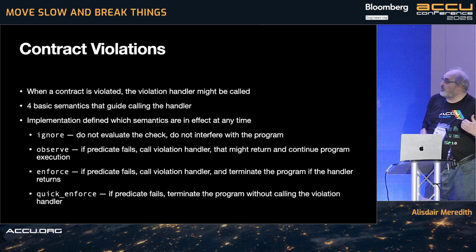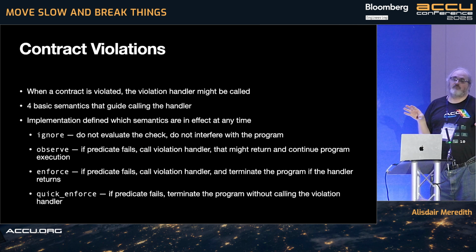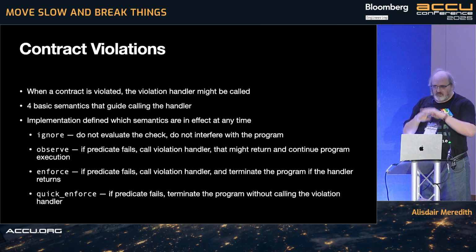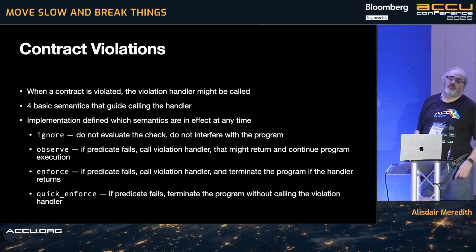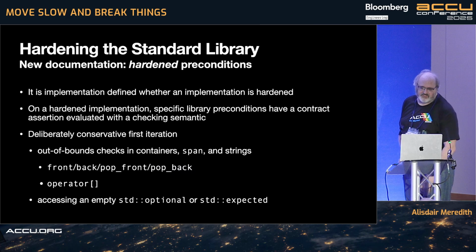And finally, that brings along quick enforce, which says if the predicate fails, bang, we're just terminating the process. This doesn't even guarantee to give you the information you got from the old assert macro, where you get the file and line number. It's just gone, kill the process. And that turns out to be really important for a bunch of the platform folks who want to harden the standard library, which is where we're going next.